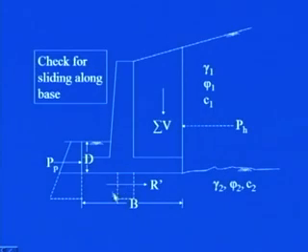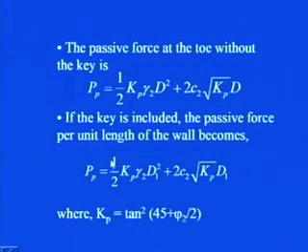You see here, if this one is introduced, the passive force will be generated over this depth. Let us say I am calling this depth d1. In that case your passive force will become half Kp gamma 2 d1 square plus 2 c2 square root of Kp into d1, where Kp is tan square of (45 plus phi 2 by 2), and phi 2 is the angle of friction of the soil lying below the base slab and in front of the heel.